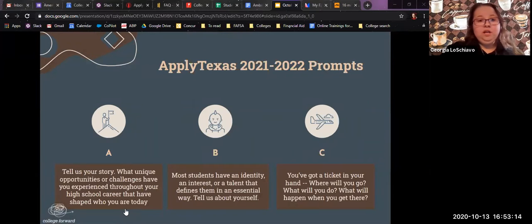Okay, so we have put the Apply Texas prompts here. We know that not all of you are going to be using Apply Texas, so this may not apply to everybody, but it's a good thing to start thinking about. And really, every prompt tends to come back to the same basic idea, which is who are you and what are you going to bring to our campus?